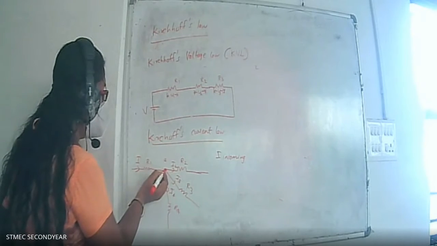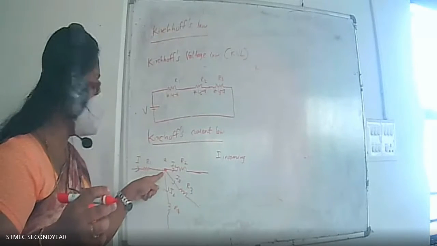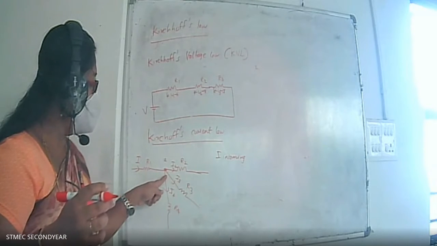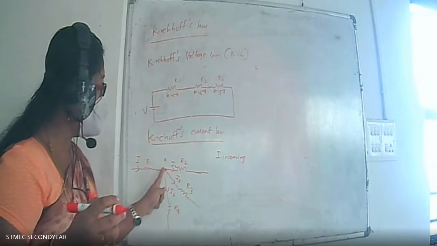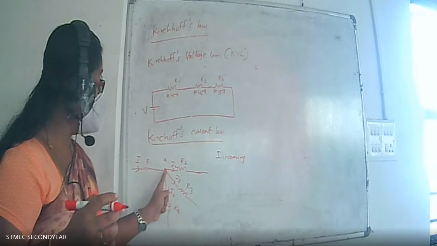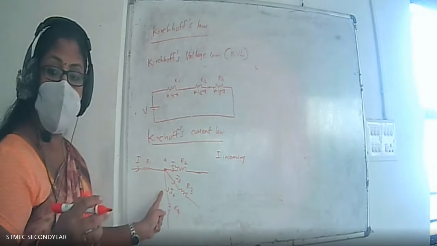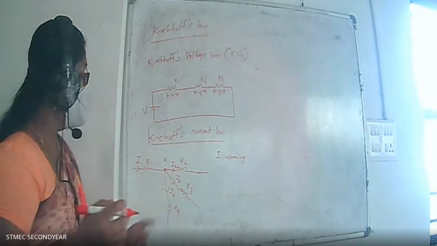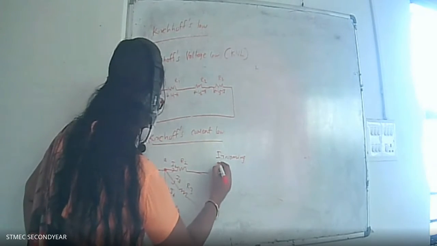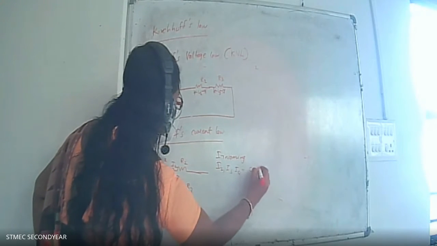Based on this node A, the current I is coming to node A. But when we consider this node A, what is the nature of I2? I2 is flowing away from the node A. What is the nature of I3? I3 is flowing away from node A. What is the nature of I4? I4 is flowing away from A. So I is the incoming current, and I2, I3, and I4 are outgoing currents.